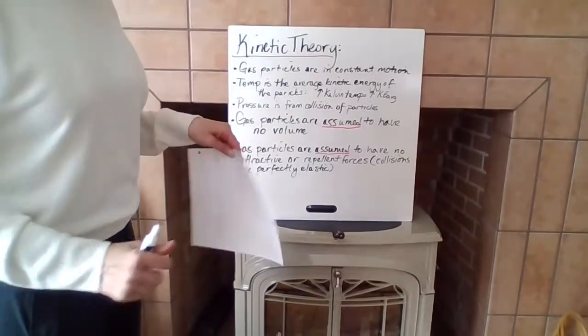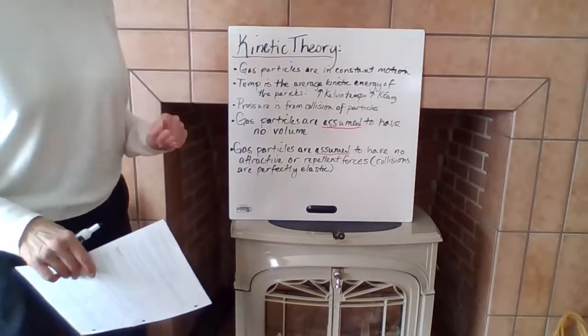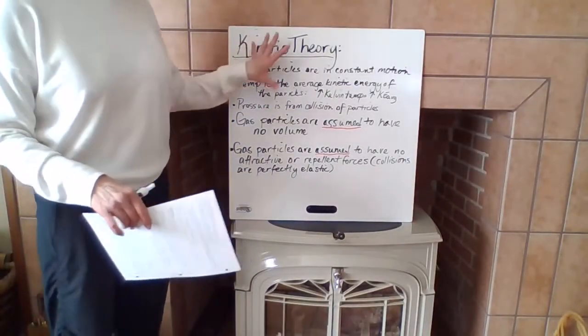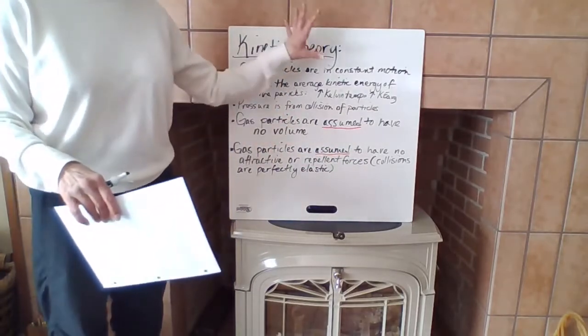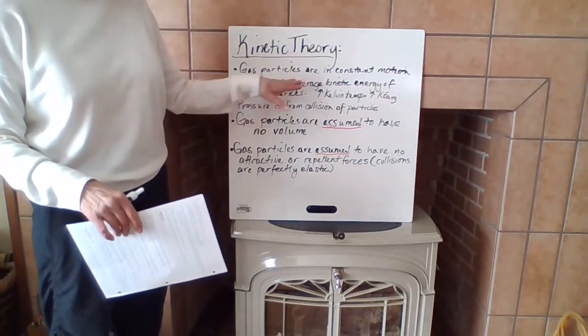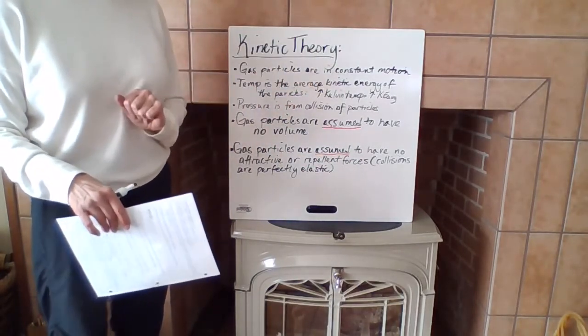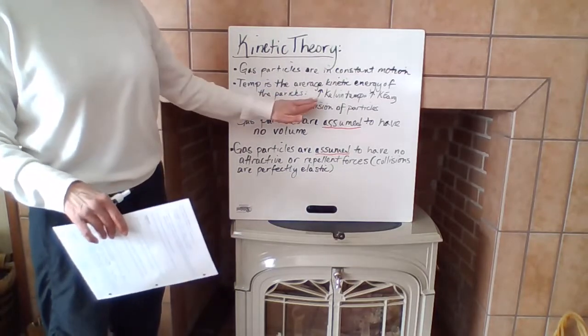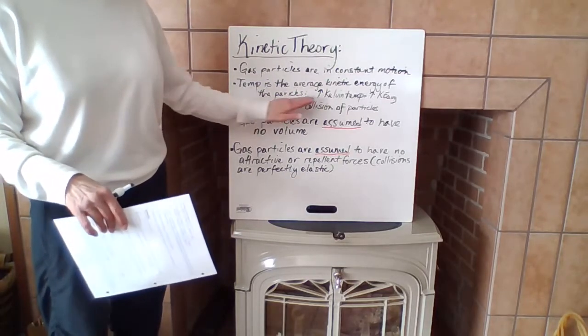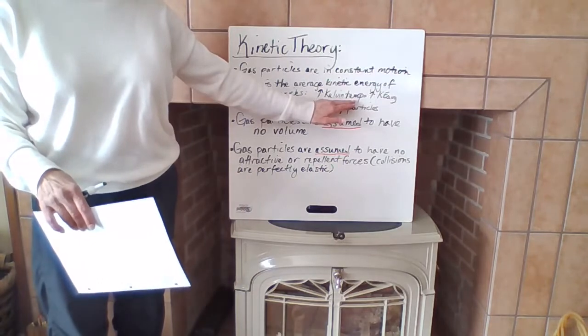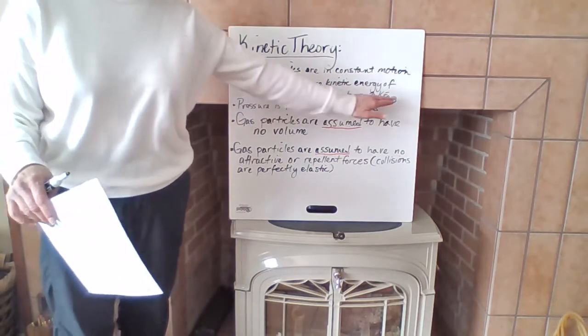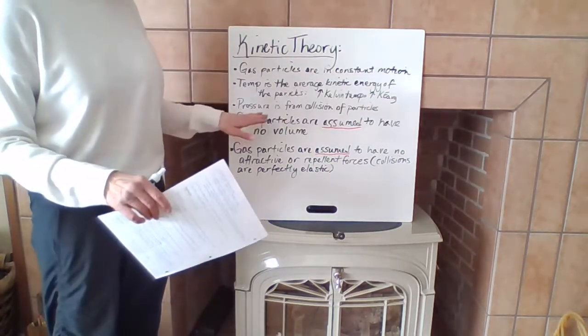So to introduce you to this, I'd like to talk a little bit about kinetic theory. In kinetic theory, there are some what we call postulates or assumptions that we make. So I've written those down here. One is that gas particles are in constant motion. The temperature is the average kinetic energy of the particles. And as we increase our temperature, here it says increasing Kelvin temperature, we increase the average kinetic energy.